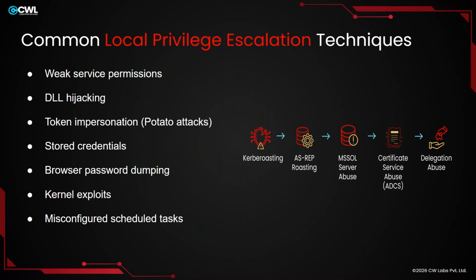Common local privilege escalation techniques include abusing service permissions and DLL hijacking. A DLL is a library file in Windows. We can replace the DLL file with our malicious file.